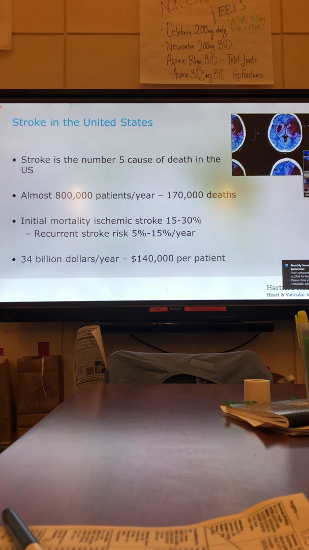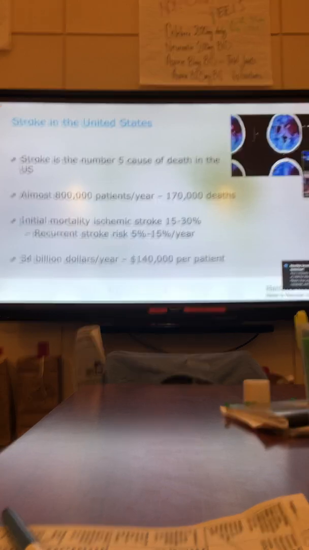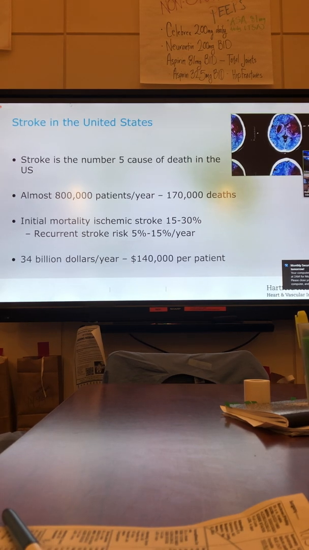So how big a deal is stroke? Stroke used to be the number 3 cause of death in the US. It's now down to number 5. I think that's in part due to a lot of improved medication management, most importantly statin medication, as well as just decreased smoking overall in the country. However, there are almost 800,000 strokes per year with 170,000 deaths attributed to stroke, so it's a big deal.